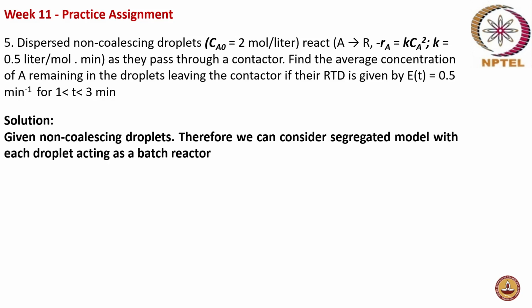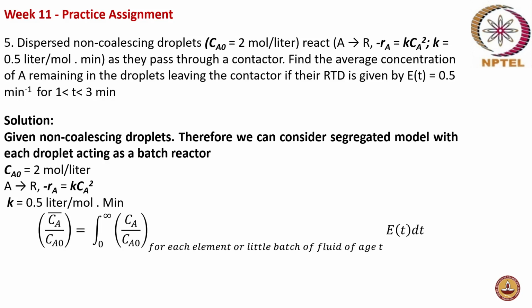Since the droplets are non-coalescing, we can consider a segregated model with each droplet acting as a batch reactor. So Ca0 is given as 2 mole per liter, A gives R, and minus Ra is equal to K into Ca square, where K is equal to 0.5 liter per mole minute. The average concentration can be found from this formula for the segregated model.